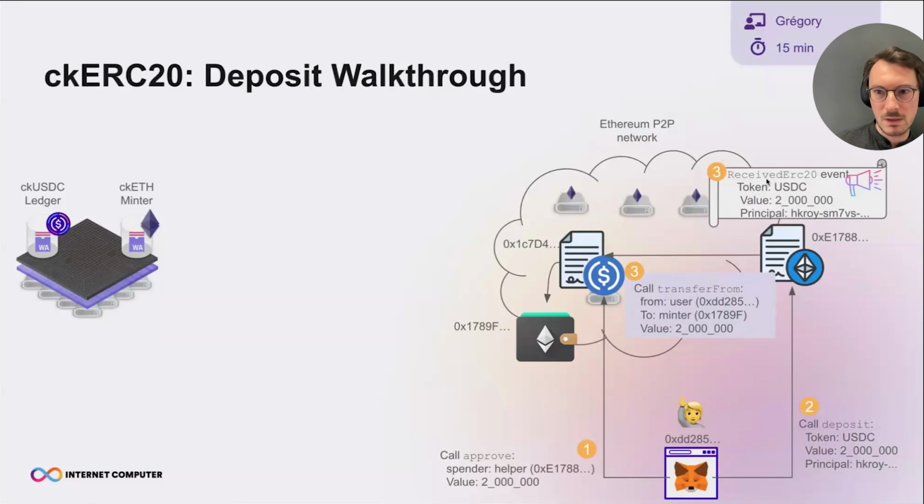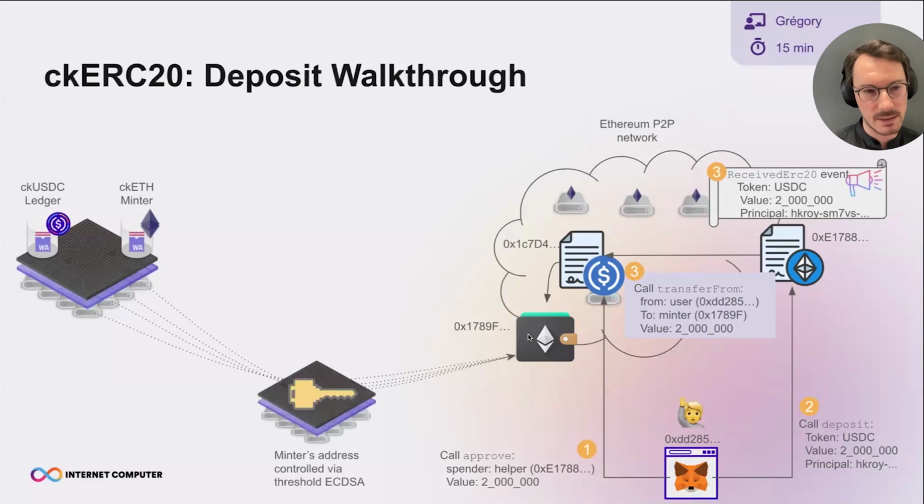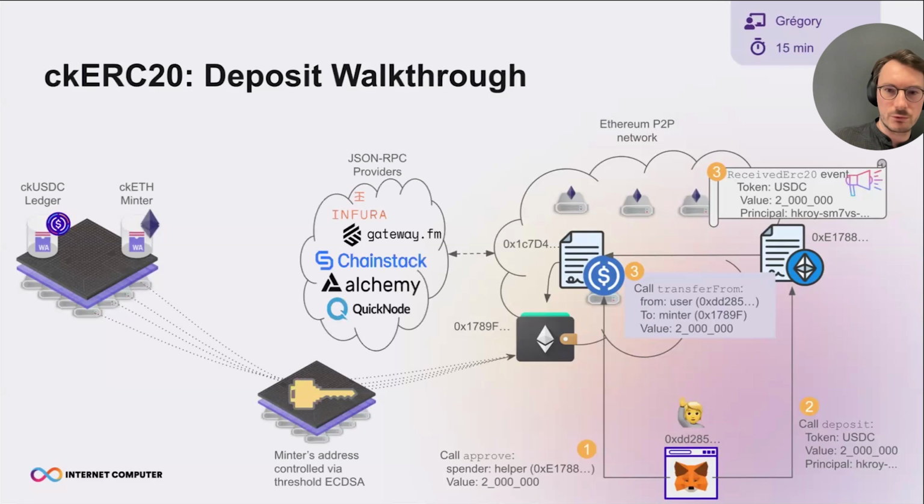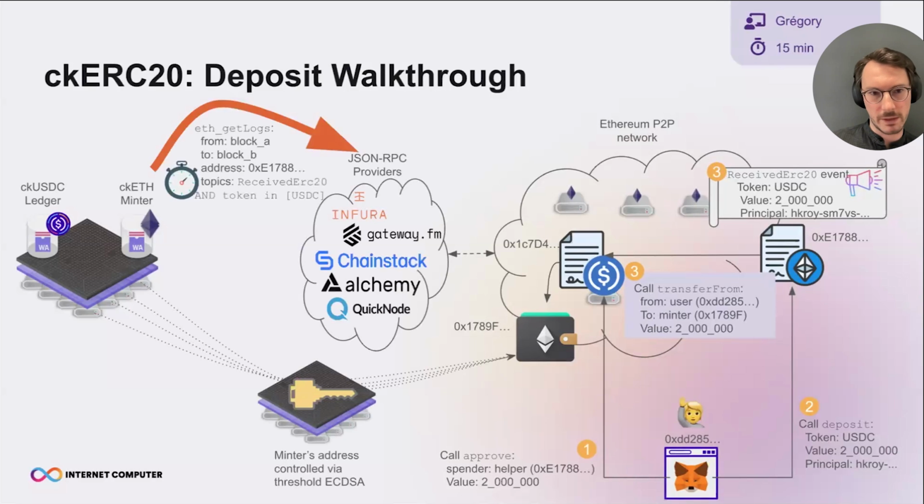And the second thing is going to emit an event which specifies which token was deposited, by which amount, and to which IC principal. And so this minter's address is exactly the same address as in the case of ckETH. It's derived from the threshold ECDSA public key controlled by the minter. So only the minter can, via threshold ECDSA, sign transactions to move funds from that address. And afterwards, we are exactly in the same situation as for ckETH. So the minter is going to retrieve those logs by using the standardized JSON RPC API, and by retrieving those logs from various providers.